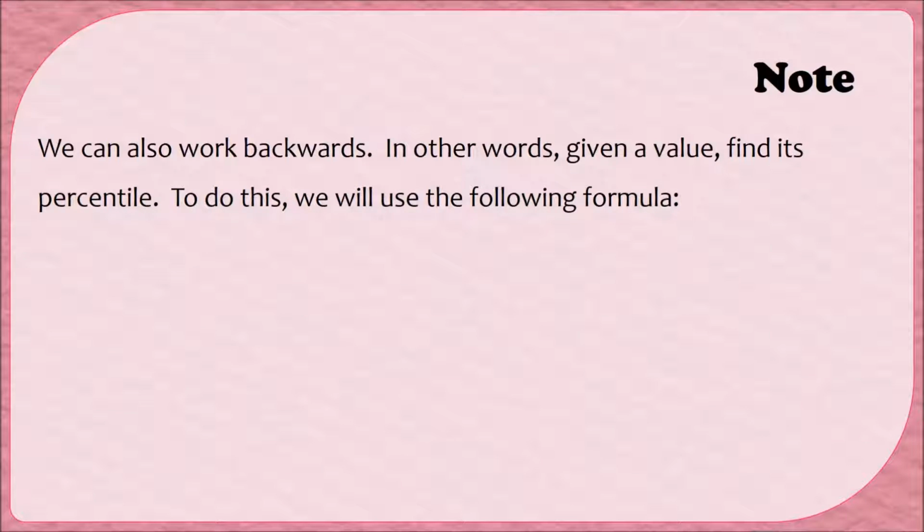Now, often in math, when you learn how to do something going in one direction, you also learn how to figure out how to undo that thing. So we can also find percentiles kind of going backwards. In other words, if I were to give you a number and I said, in what percentile is this number? We have a method to do that. In this case, we're going to use a formula where the percentile will be 100 times our location minus a half, all divided by n.